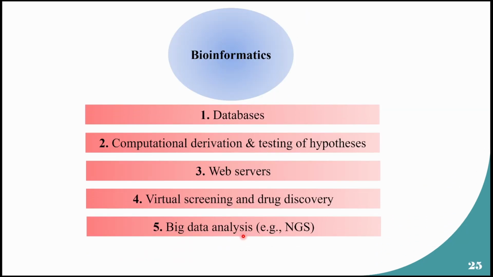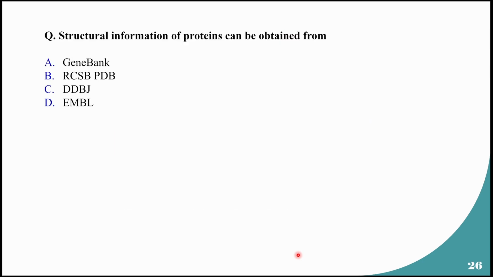And the five core parts of bioinformatics on the application side, as Professor Bromia mentioned: one is database construction, two is derivation and testing of hypotheses, three is web servers. A web server is basically a tool available on the web where you can perform different sorts of analysis. Fourth is virtual screening drug discovery, which we have talked about. And the fifth is big data analysis, which is the next gen sequencing, right?